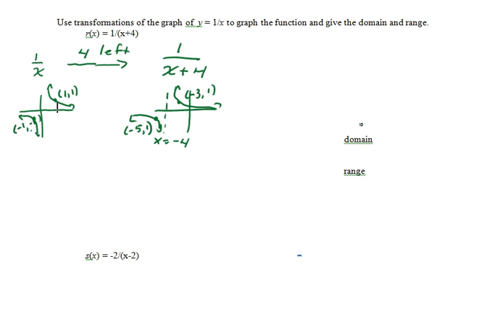So the domain has to exclude x equals -4. That's where the denominator is undefined. So it is the interval from -infinity to -4 union -4 to infinity. The range will remain -infinity to 0 union 0 to infinity. That's the same range as the original y equals 1 over x.